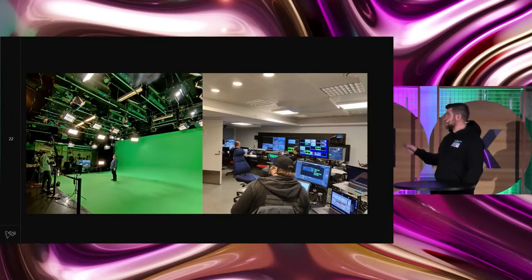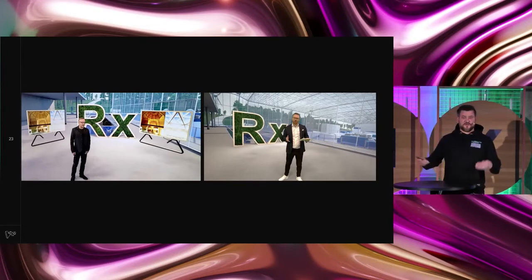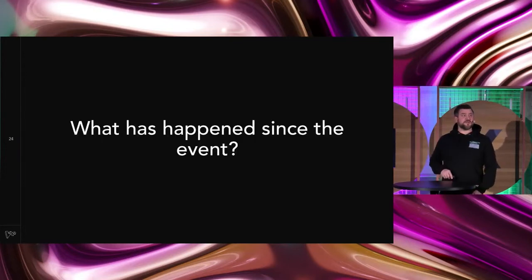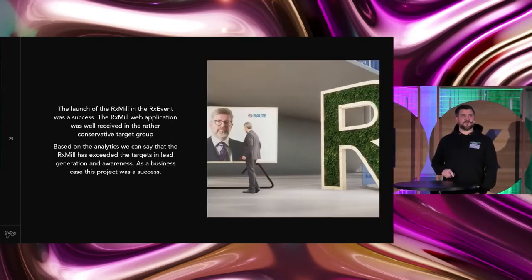And Bright Group was the partner who provided the studio equipment, and it was really, really nicely working. We had live events hosted from this virtual studio, and it was really combining these two worlds. It was really, really interesting. So what has happened since the event, which was 2 days in May?